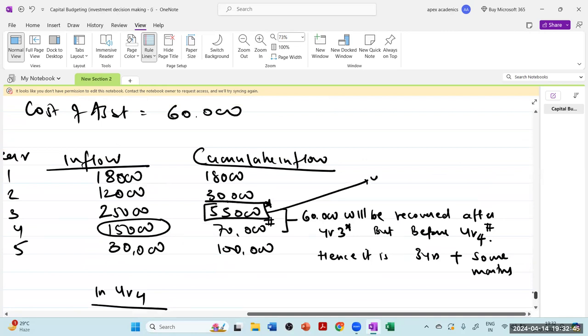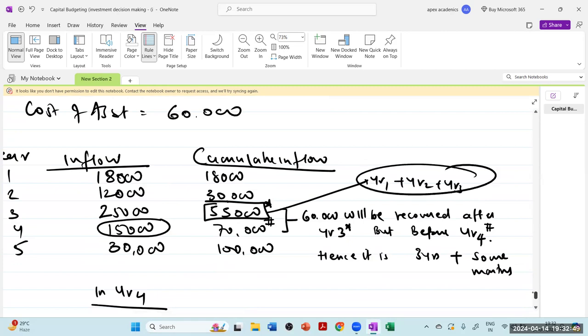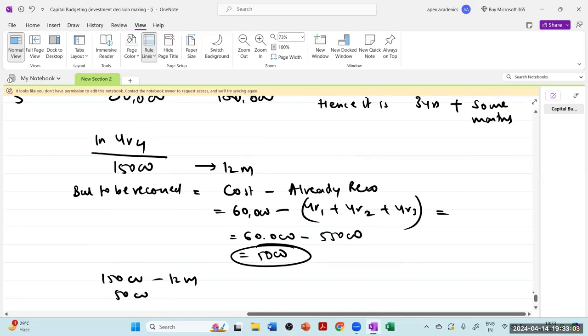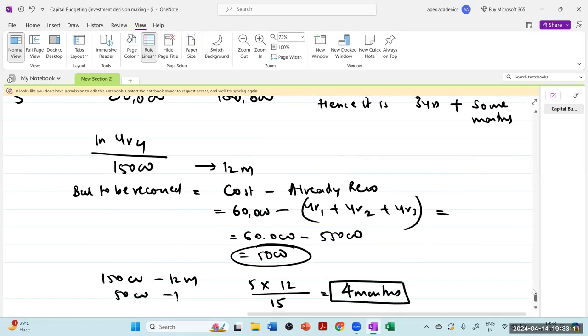What is this? Year 1 plus year 2 plus year 3. I hope you agree to that. So how much have you already recovered? The cost is 60 and 55 has been recovered. Therefore, what is the balance to be recovered? 5,000. Now I am saying 15,000 is earned in 12 months. 5,000 in how many months? So 5 multiplied by 12 divided by 15. What is your answer? Exactly 4 months.